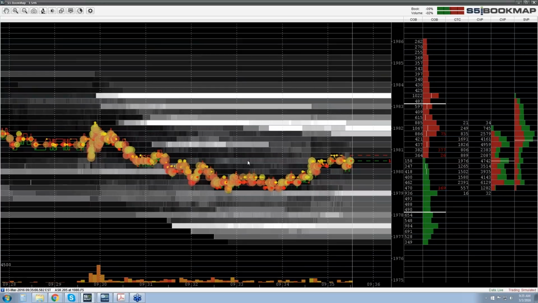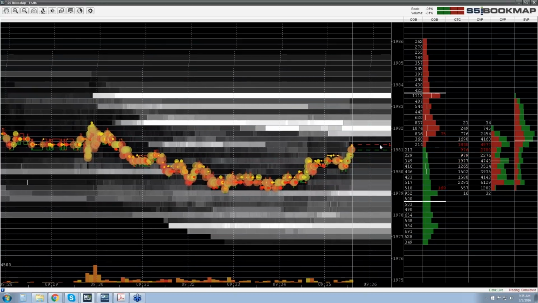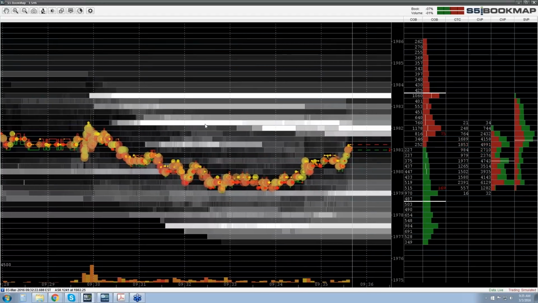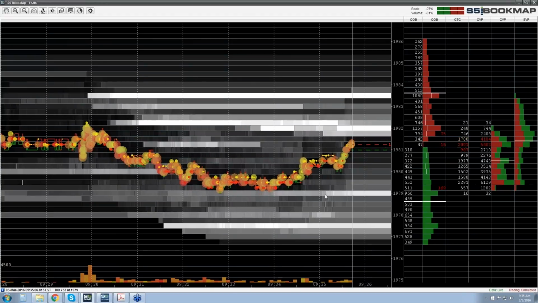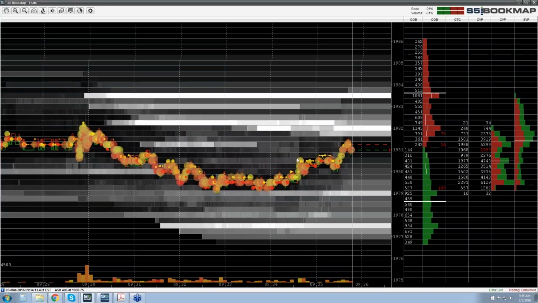So basically what we're seeing is now they're starting to come in. It's just bouncing around between these higher areas of liquidity. Okay, and it makes sense. Markets being made between these two areas.